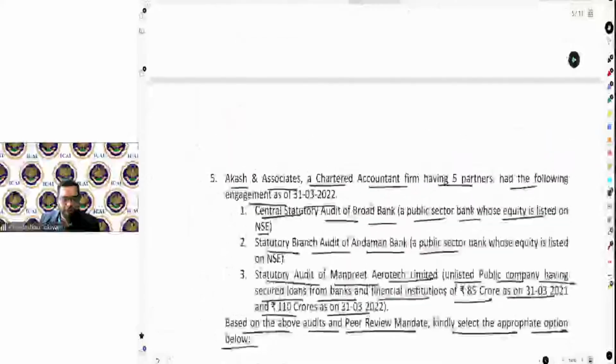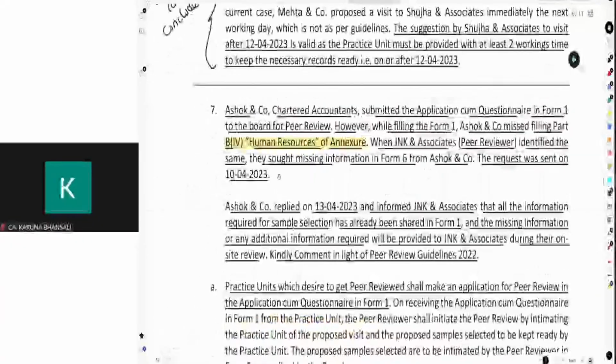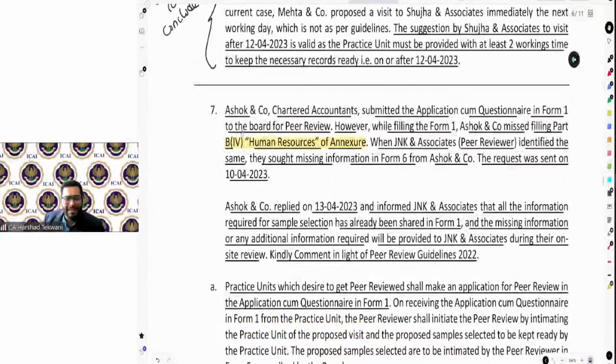Let me show you. Over here, in question number 7, we were talking about filling part B4, human resource of annexure of form 1. It means we are taking the detail of human resource. That is for sure. We just now saw it in one of the questions.